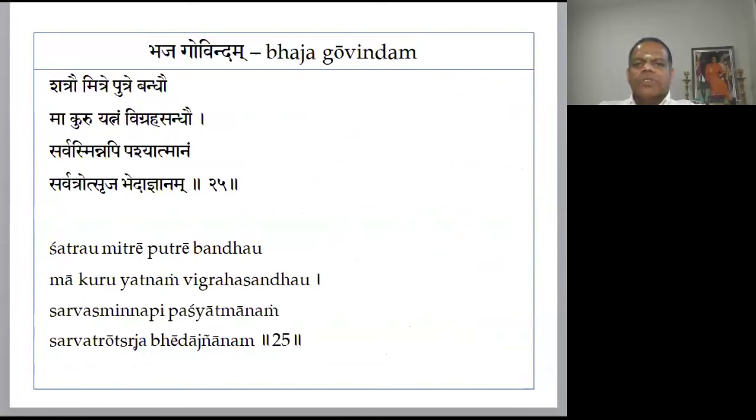Shatrav mitre putre bandhav ma kuri yatnam vigraha sandhav, sarvasminnapi pasyatmanam, sarvatrotsrija bheda jnana.